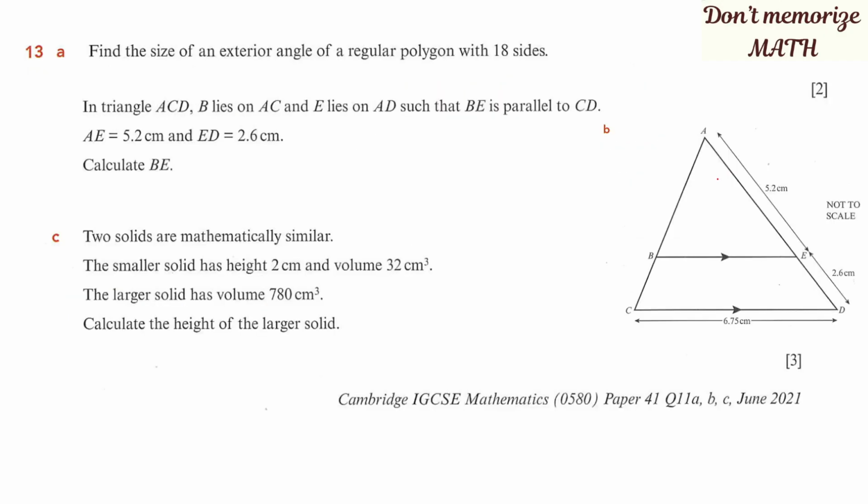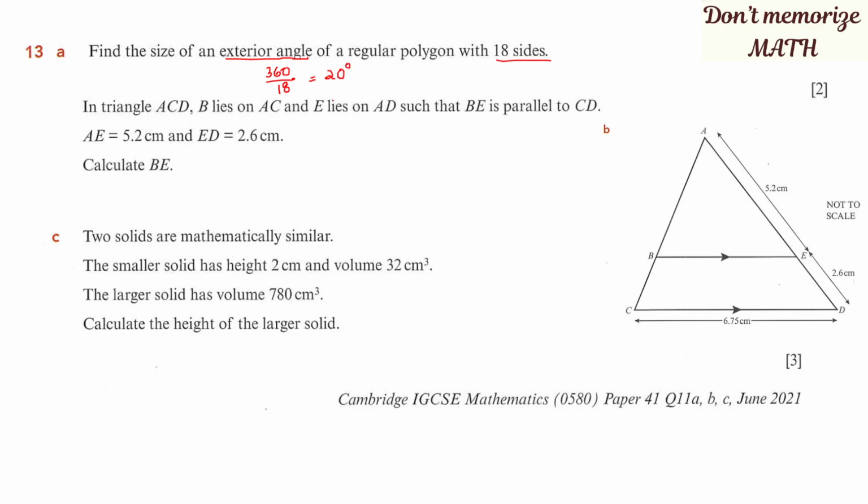Question number 30. Find the size of an exterior angle of a regular polygon with 18 sides. So exterior angle, we have the formula, the sum of all the exterior angles of a regular polygon will always be 360. So 360 divided by 18. 18 times 2 is 36, so it will become 20 degrees.